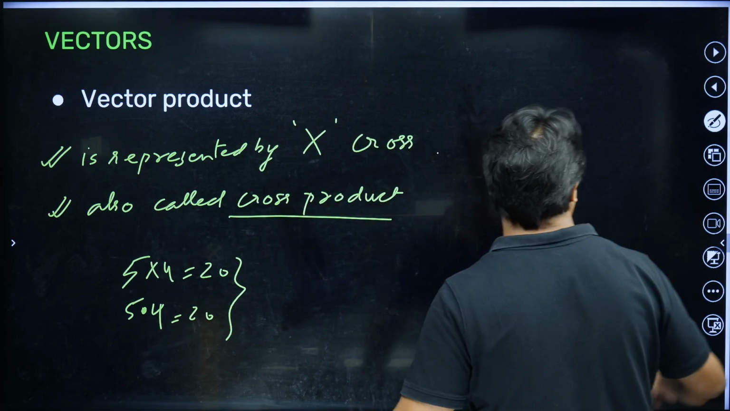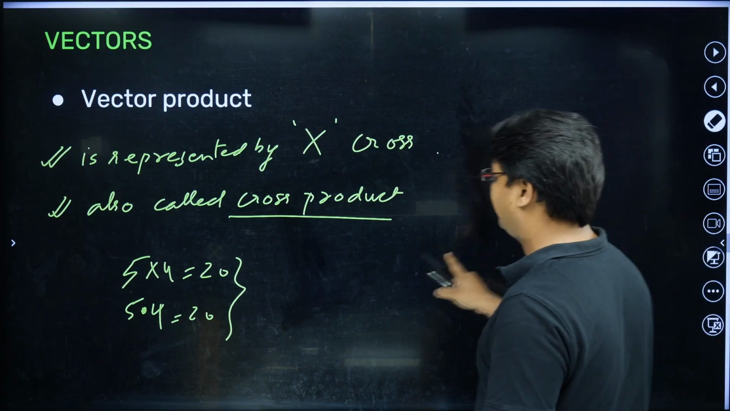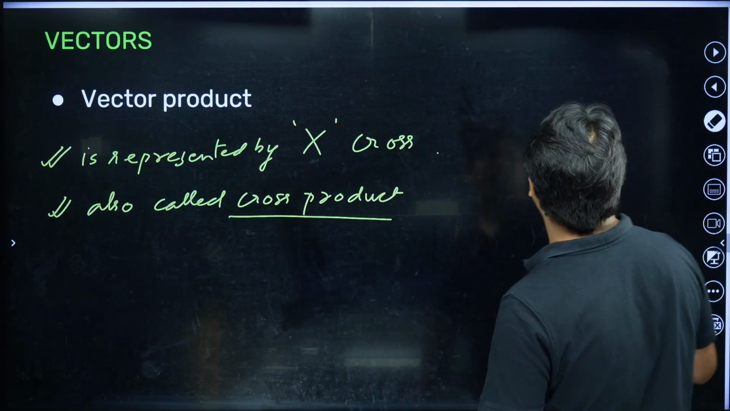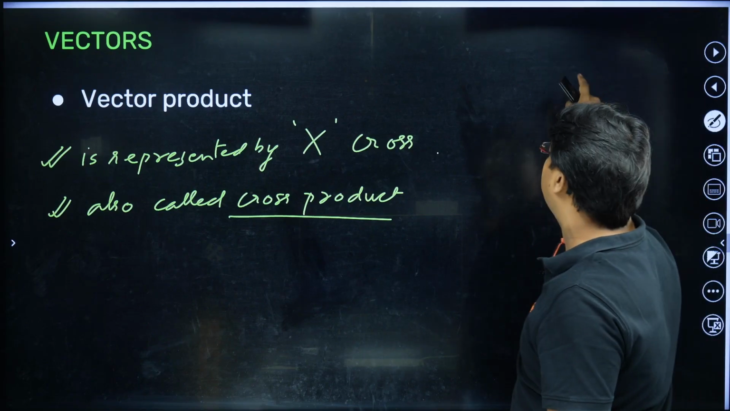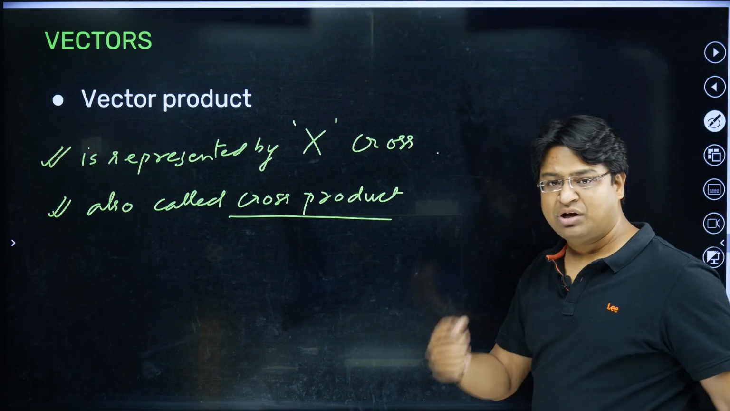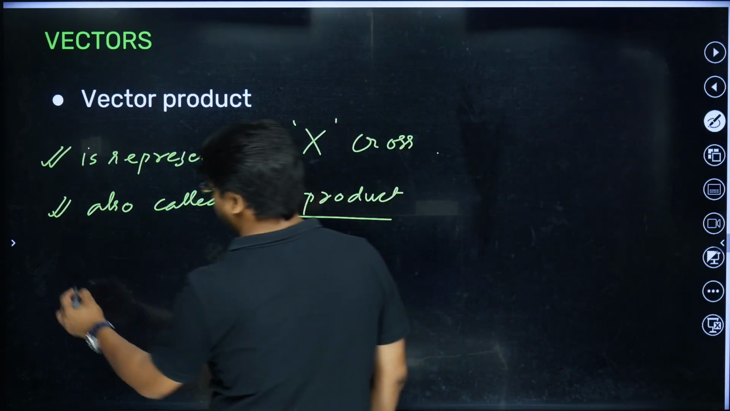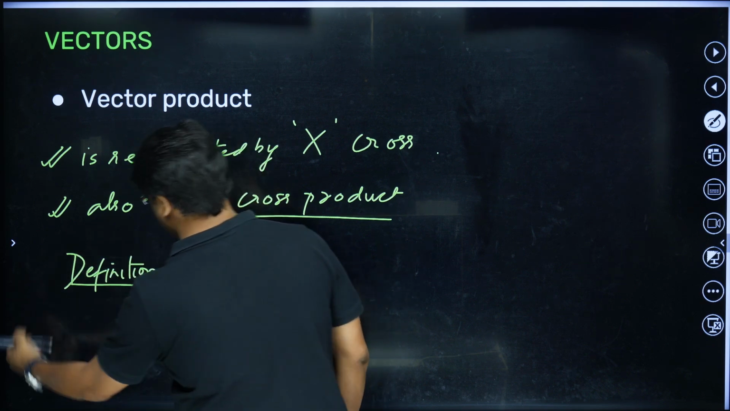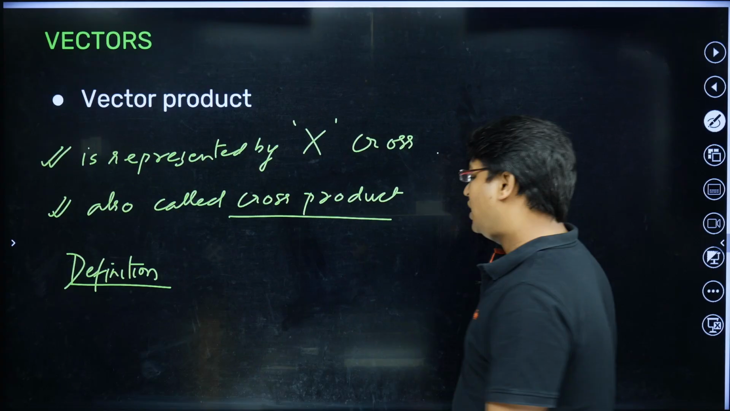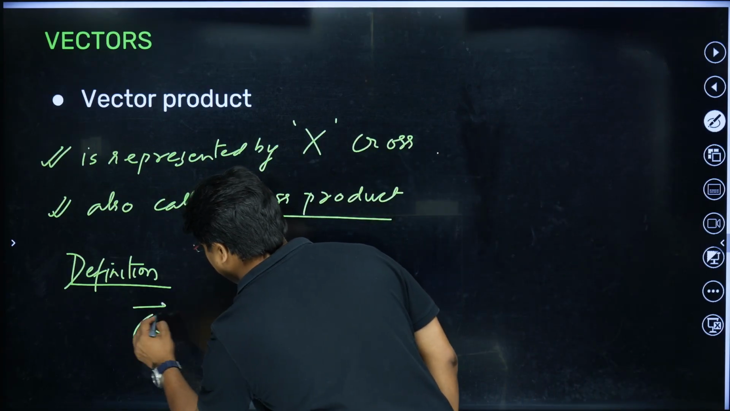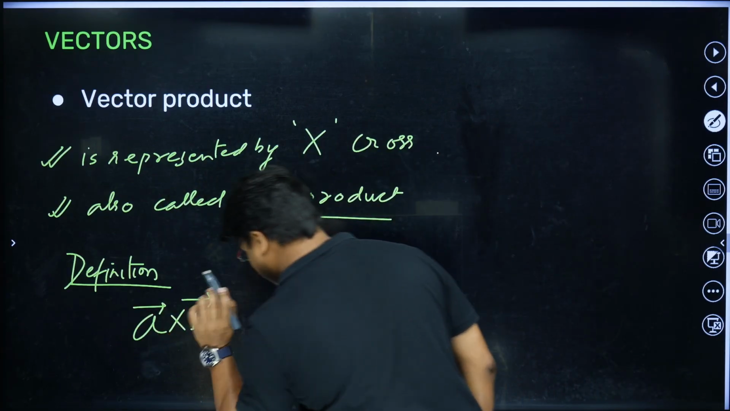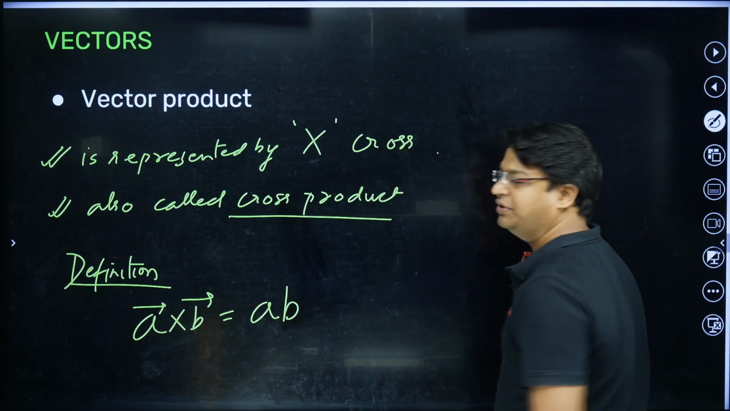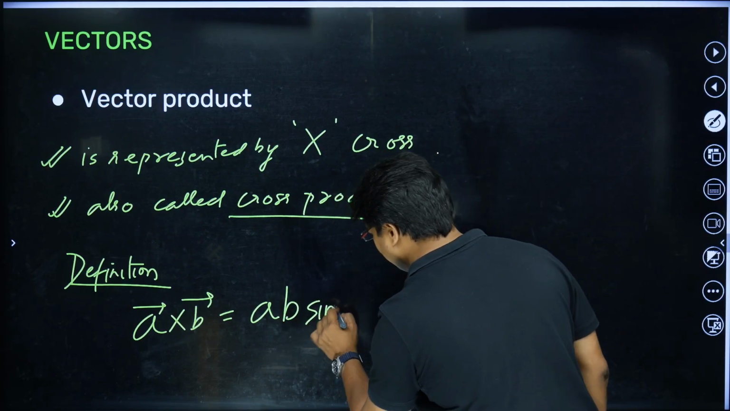With scalar numbers, it doesn't matter, but with vectors, the sign matters. So again, we will proceed in the same manner as we did for the dot product. We will start with the definition. So how is the cross product defined? A cross B is defined as, watch carefully, magnitude of A into magnitude of B into sine theta.